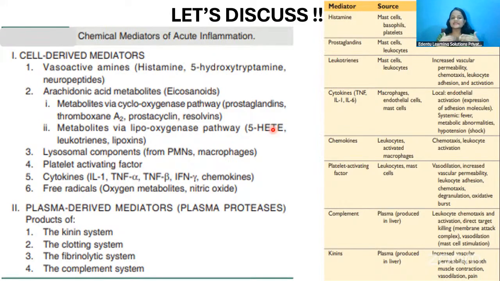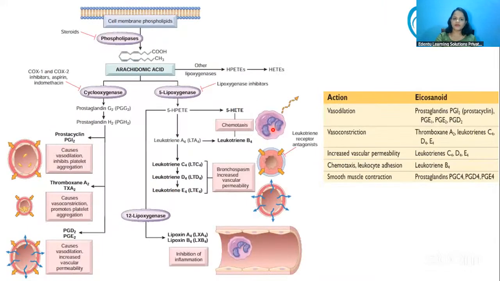These cell-derived mediators are of 6 types. We have the vasoactive amines, which include histamine. Then the arachidonic acid metabolites, lysosomal components, platelet activating factor, cytokines, and free radicals. Out of these, the arachidonic acid metabolites are an important chemical mediator. You will find arachidonic acid in the cell membrane.